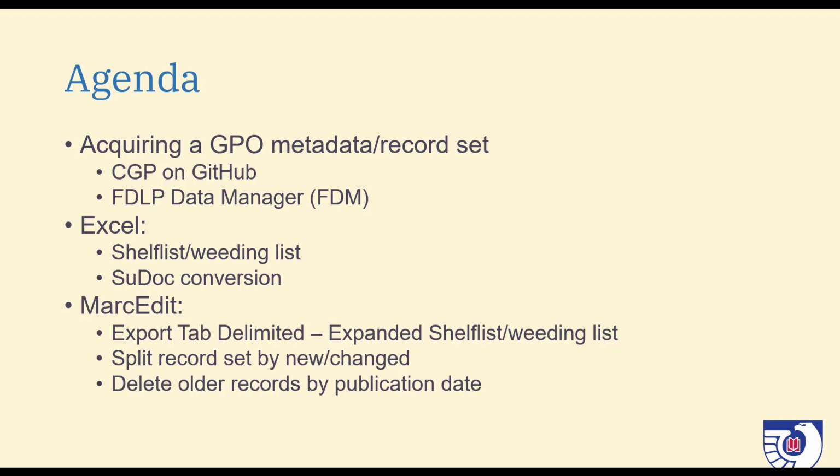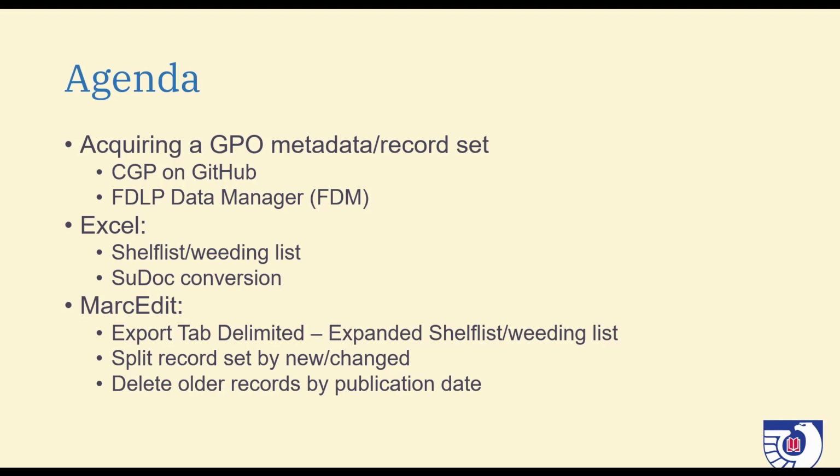The projects that we're going to go over include how to create a shelf list or a weeding list, or at least get a head start on a shelf list or weeding list if you don't have catalog records for the content that you're working with. The second project we'll talk about is a sudoc conversion project.